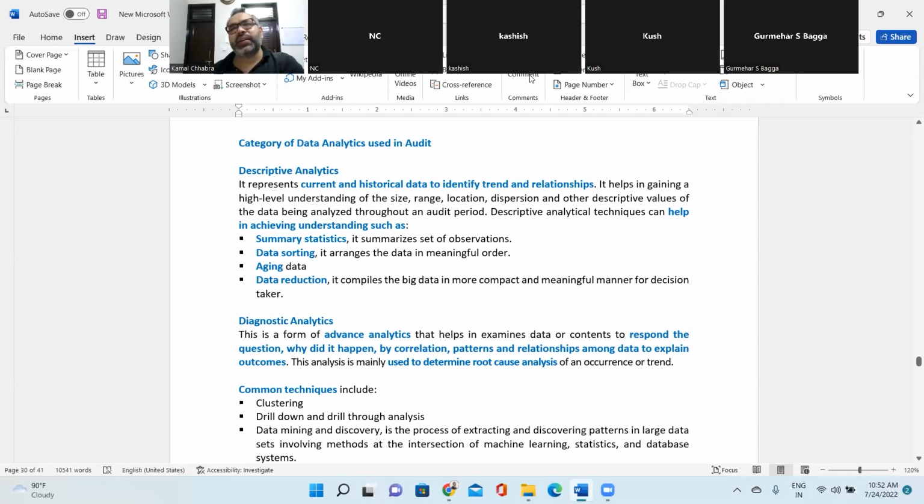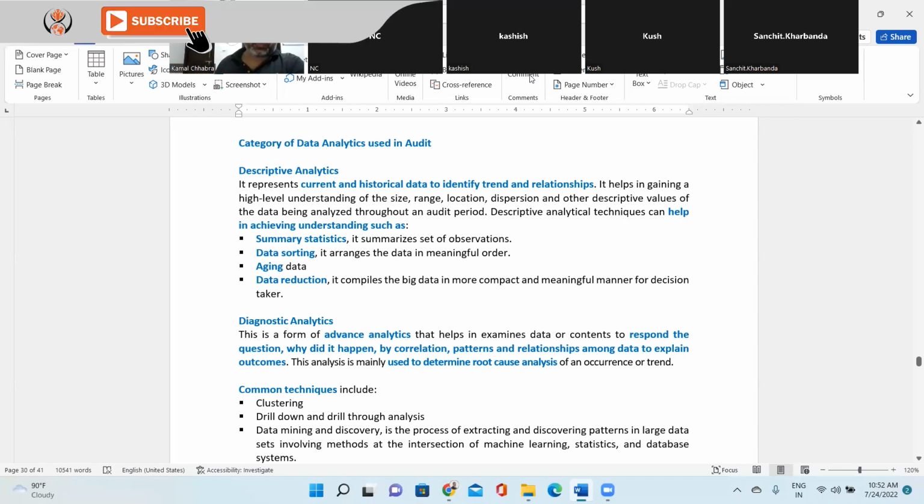Like I said, in the data analytics tools, you have current year data, you have previous year data, right? When you go to the next year and use the data analytics tools, you'll have historical data, like 2-year back data, 3-year back data, 4-year back data. So you can see the trend year over year, historical data movement, right? That can help you in gaining a high level understanding of the size, range, location, or other descriptive values of the data to analyze throughout the audit period.